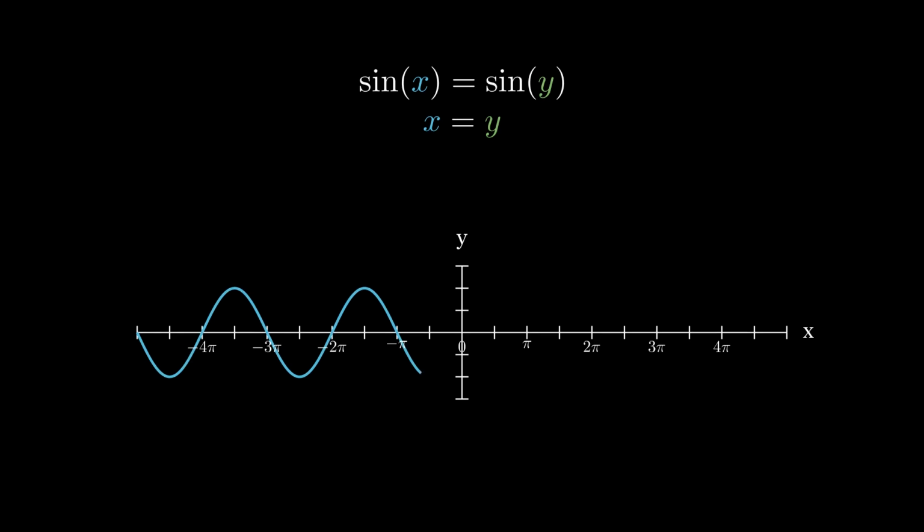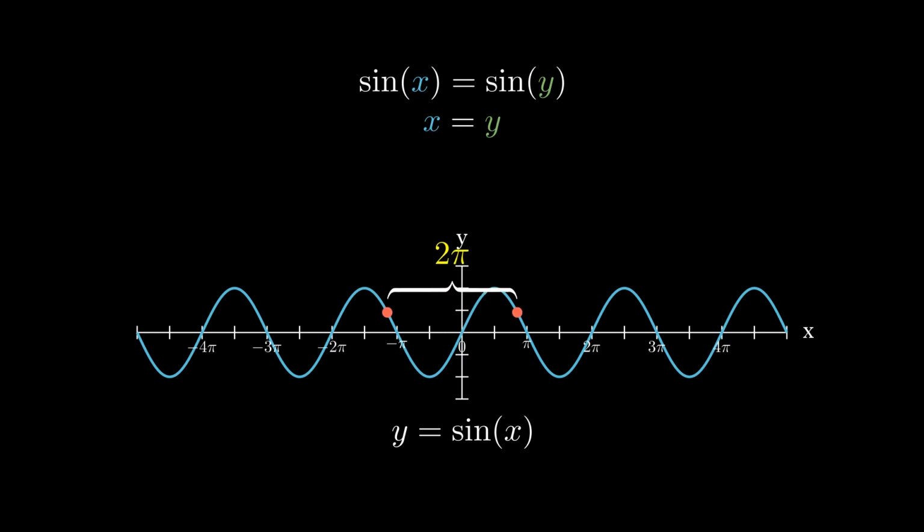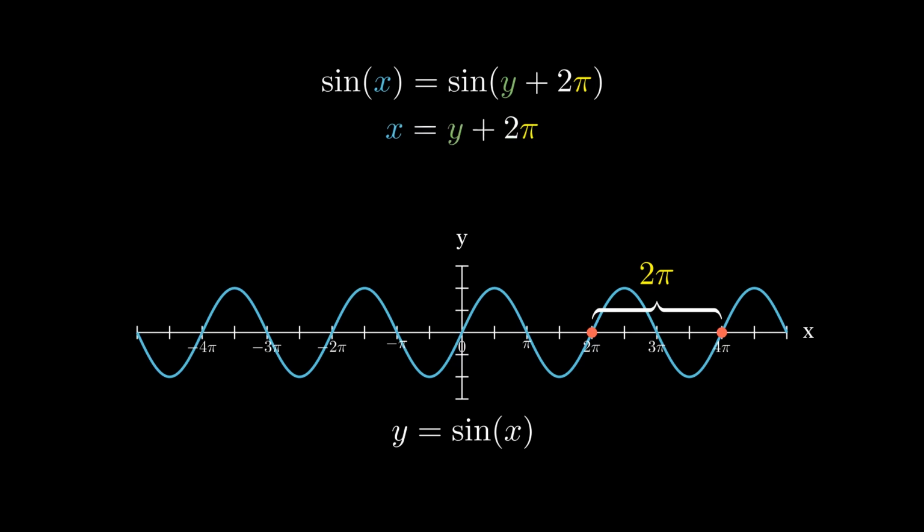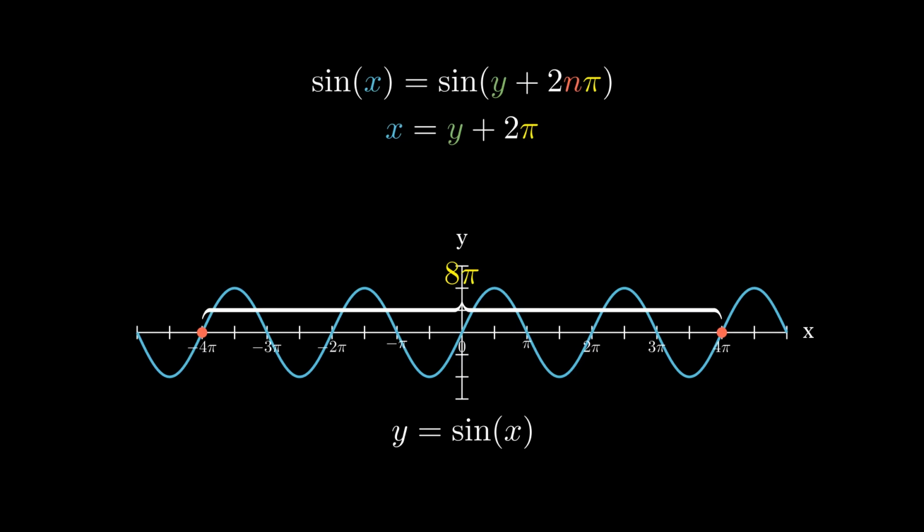Let's draw a graph of y equals sin x and pick a point on the sine curve. The point having the same y coordinate repeats exactly after 2 pi. This is true for any point, so that means if you add 2 pi to the input of the sine function, the output doesn't change. We can update our solution to x equals y plus 2 pi. But the main point is, the sine function repeats not only after 2 pi, but 4 pi, 6 pi, 8 pi, and so on. In general, we can say that the sine function is the same after any integer multiple of 2 pi.